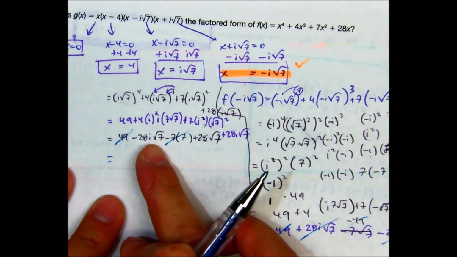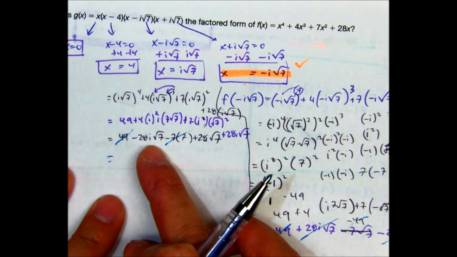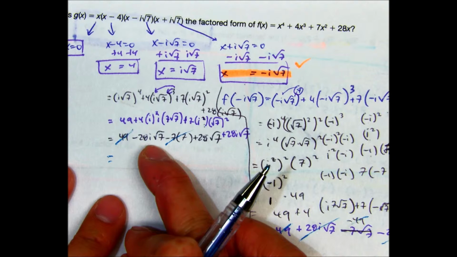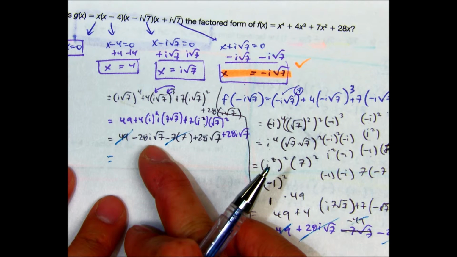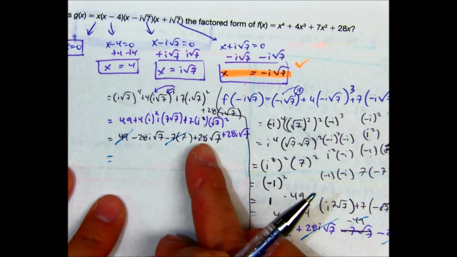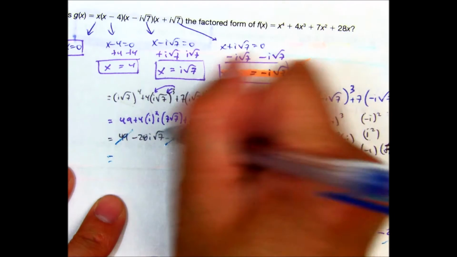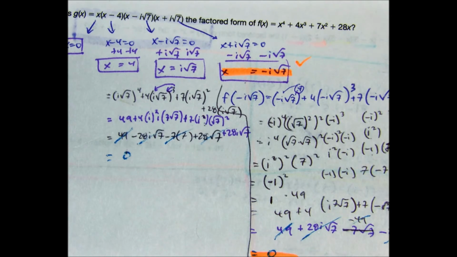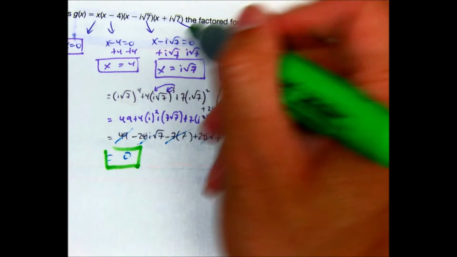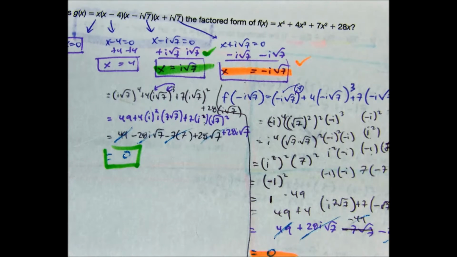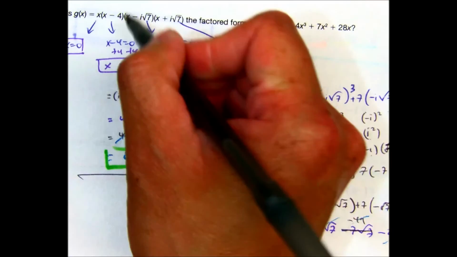And then this is a positive 49 and a negative 49. You have a negative 28i radical 7. Something happened here. And a positive 28i radical 7. Oh, yeah. And those just equal 0. So that tells us that since this is equal to 0, then x equals i radical 7. This is a factor. Let's try that now with 4.